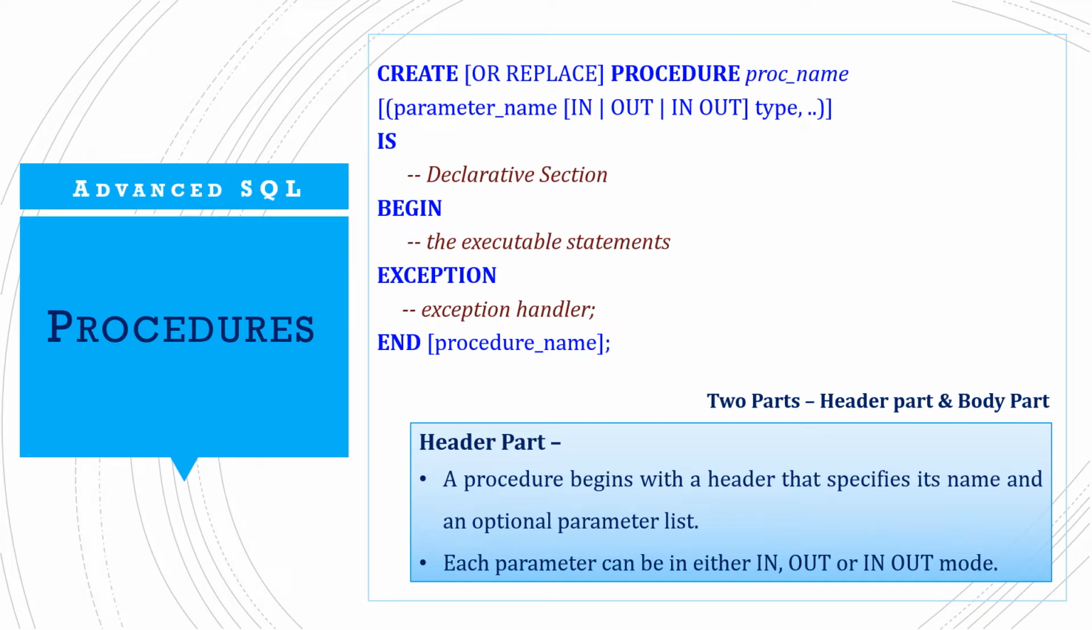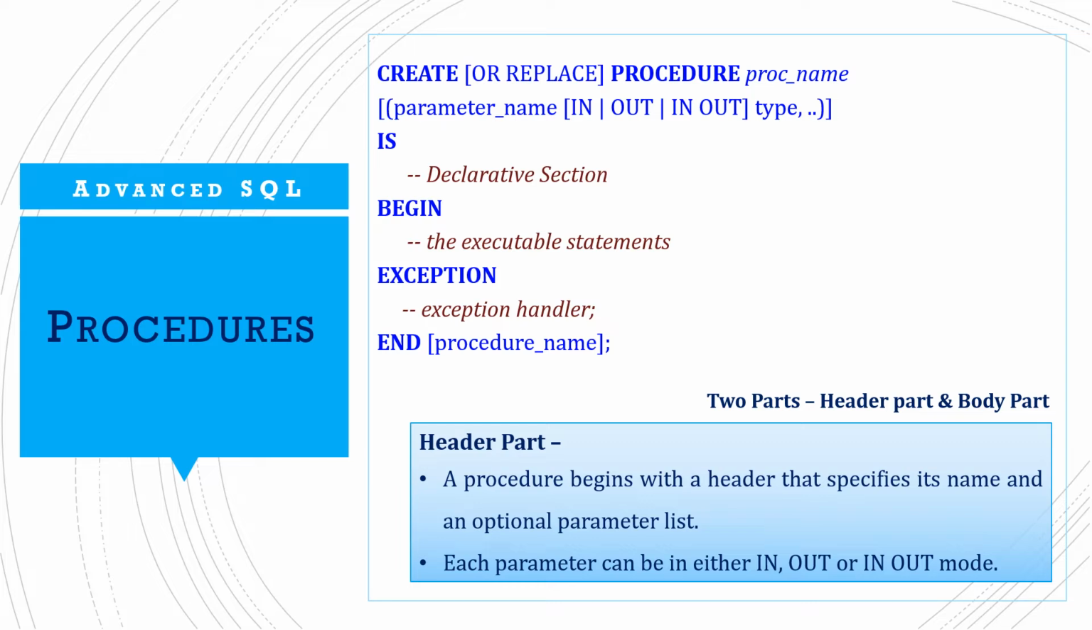Now let us look into the syntax of creating a procedure. The syntax is very similar to the function creation. Instead of the keyword function, here we are using the keyword procedure. As in the case of function, here also it consists of two parts, the header part as well as the body part. The procedure header begins with the procedure name followed by the optional parameter list. It can have 0 to many parameters. So this parameter list is an optional one.